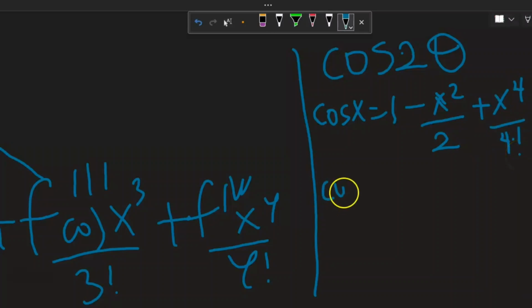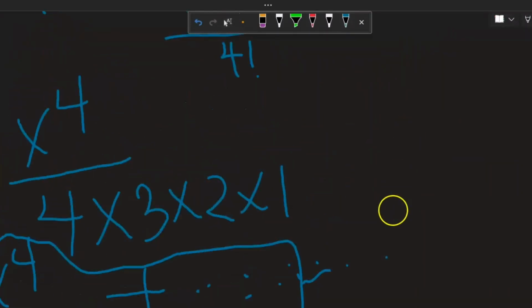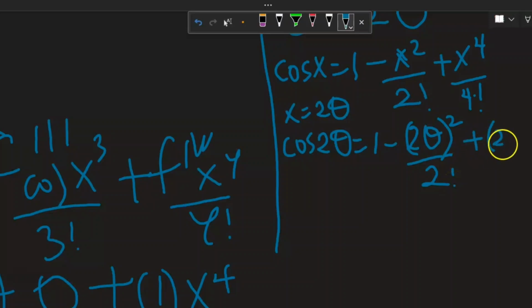Now, since we know cos x, for cos 2x we give 1 minus, our x here is 2 theta. So wherever we see x, we will put 2 theta: 2 theta squared over 2 factorial plus 2 theta raised to power 4 over 4 factorial.